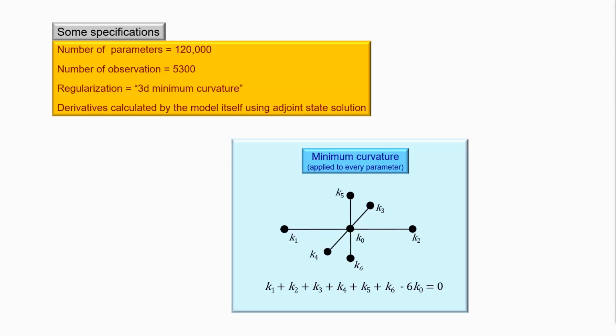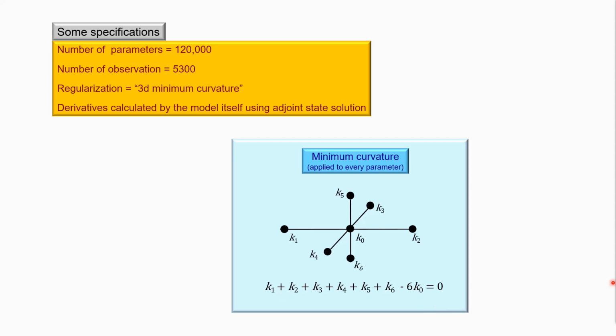In this case, here's a situation statement. I have 120,000 parameters. The Jacobian matrix is not obtained through finite differences. It's obtained using an adjoint state solution of the equations using the model that actually computes the flow of current through the ground. And my regularization is achieved using three-dimensional minimum curvature constraints. This is the equation that's employed in the T matrix employed by Tikhonov regularization.